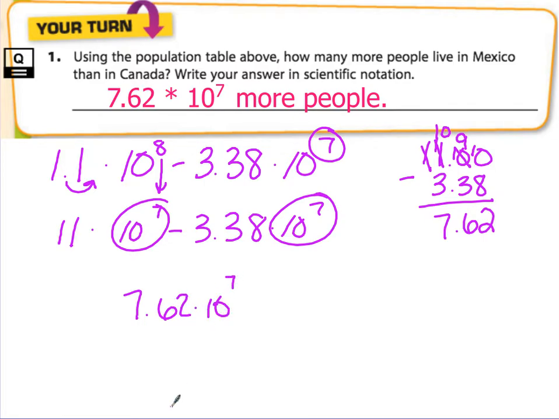Okay, so again, when you're adding and subtracting with numbers that are in scientific notation, you just have to make it so that your exponents are the same. But when you do that, you have to make sure to move your decimal. If your exponent is getting bigger, your decimal moves left. If your exponent is getting smaller, your decimal moves right.